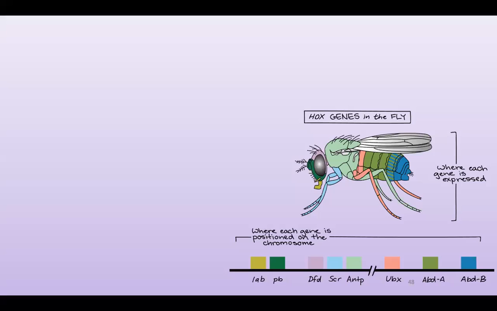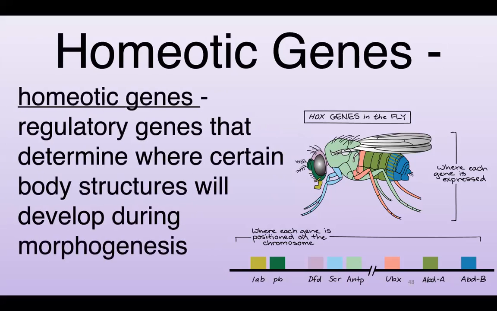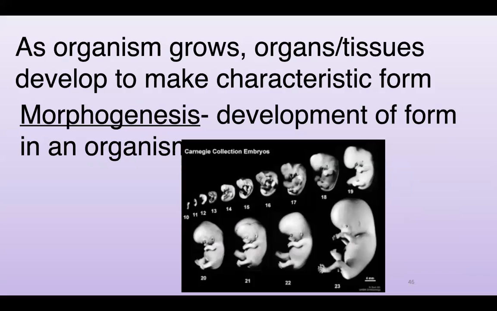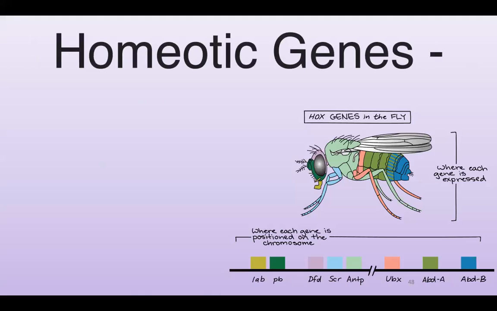Okay, so first we're going to talk about homeotic genes. These are regulatory genes that determine where certain body structures will develop during morphogenesis. So going back to this picture here, where we start from, oops, wanted the laser. Where we start from, like, why is it that our head develops here and not like at our butt instead? Why do we have 2 arms instead of 4 or 8 like a spider? All of those are in homeotic genes.